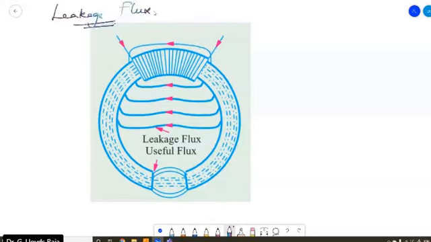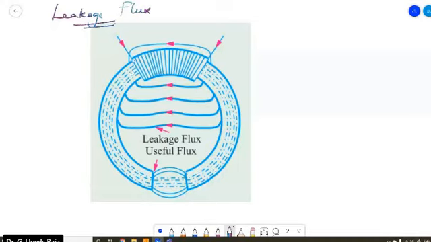So the term leakage flux, you must understand that it's a very subjective term. It again depends on the applications where you are defining this particular leakage flux. If the flux is flowing through a path which is not meant for it, then we can call that particular flux leakage flux. Suppose the flux is flowing through a path which is not intended for it, then we can call that flux leakage flux.